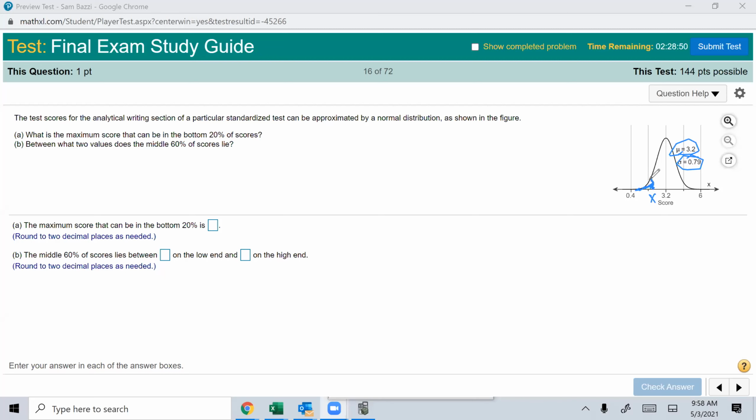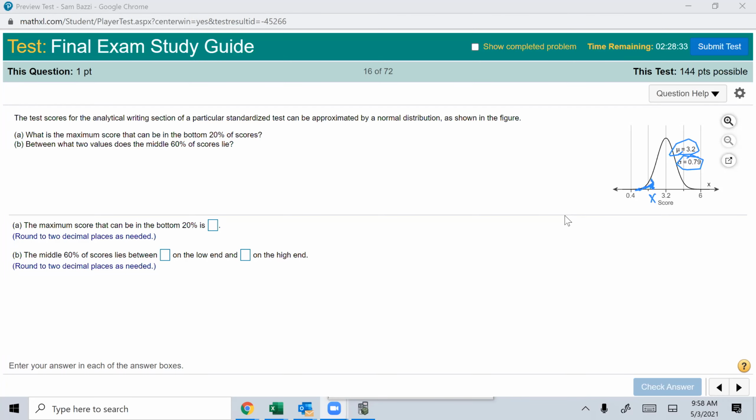So the area to the left, guys, will be 0.2. And then the mean would be 3.2, and the standard deviation is 0.79. And we will be using, again, inverse norm to do this.